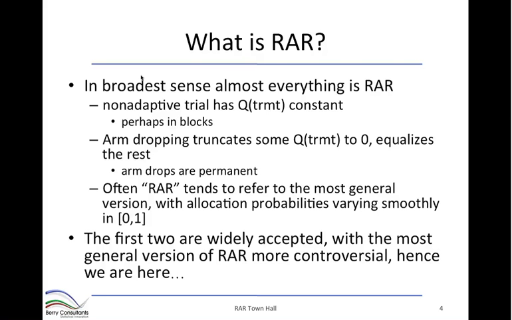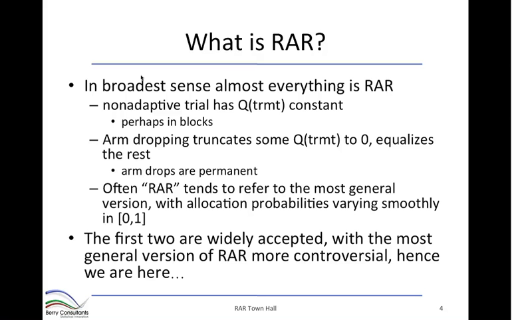So that fulfills the definition. Now, usually all the controversy here is with what we'll call the full, most general version of RAR. That depends on allocation probabilities that are really varying smoothly in (0, 1). So you can see over the course of the trial, after one interim, an arm's getting 62% of the subjects. After another interim, it goes to 68, then 71, maybe back down to 65, but something where it's varying continuously.